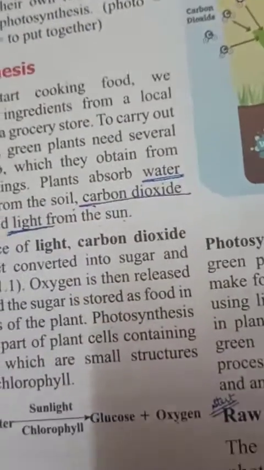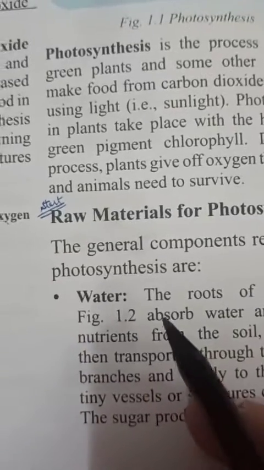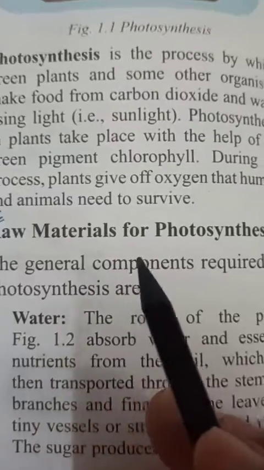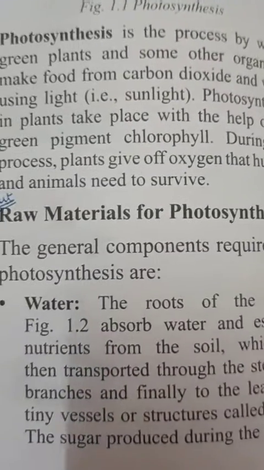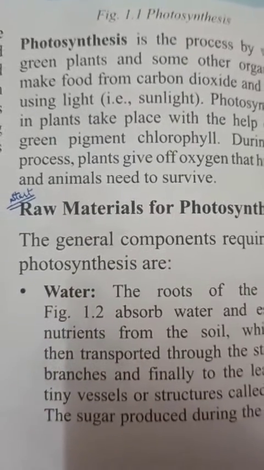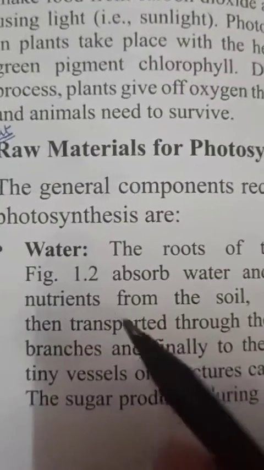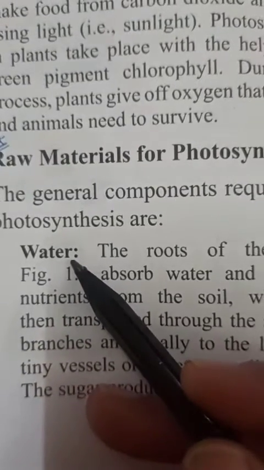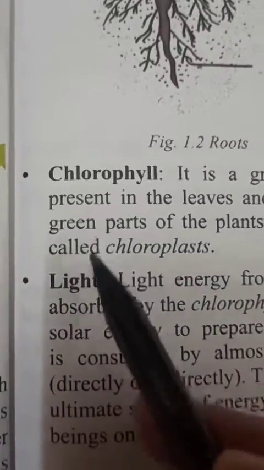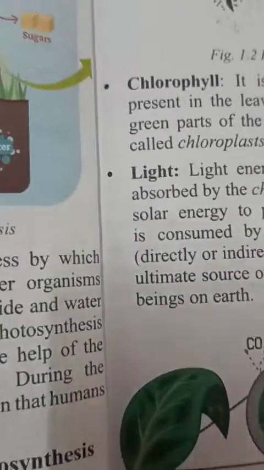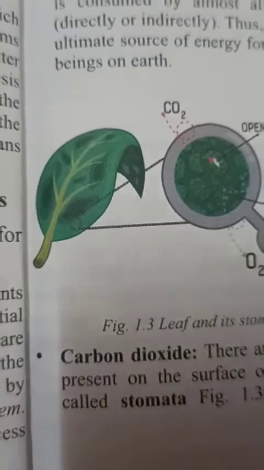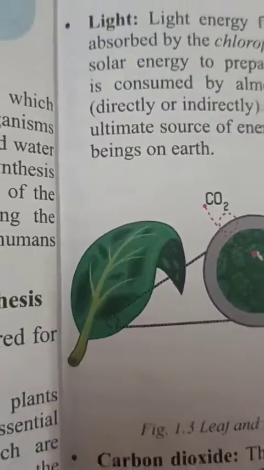In the last class I explained to you the raw materials for photosynthesis, means what materials are required for photosynthesis: water, chlorophyll, light and carbon dioxide. So about this we have already studied.